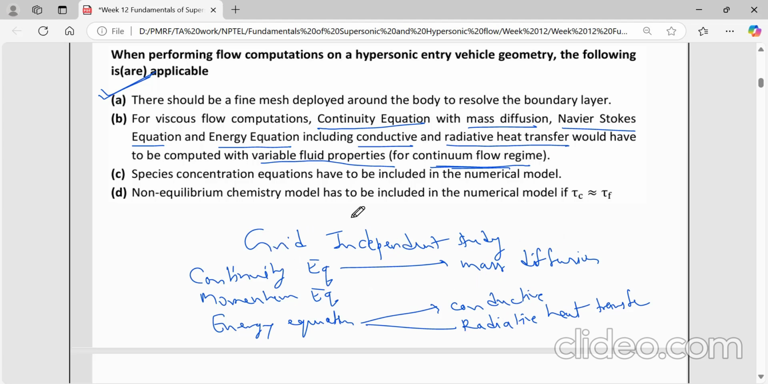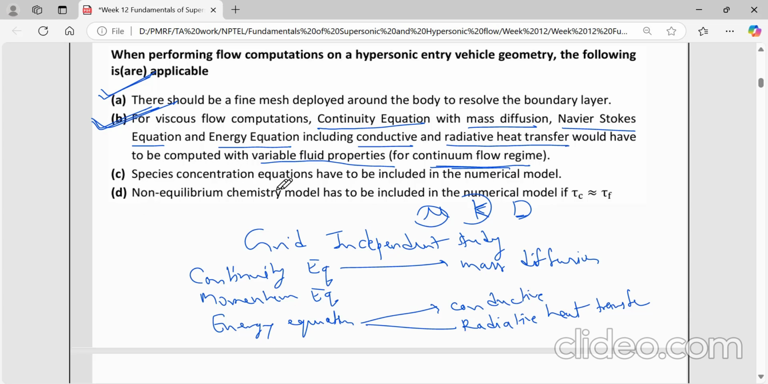And there are various flow properties like viscosity, thermal conductivity, and mass diffusivity. All these flow properties we will use as variable flow properties, so these properties will change with temperature. So this statement, if you see, is also a true statement.